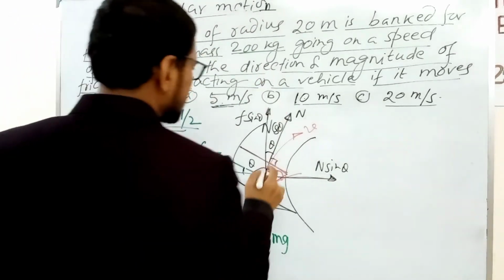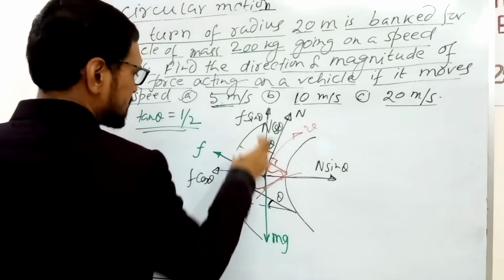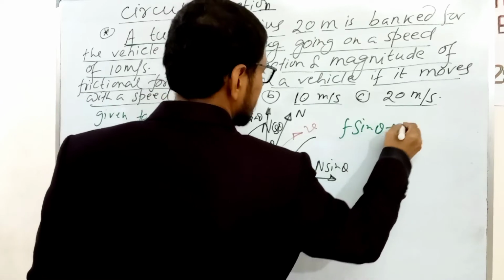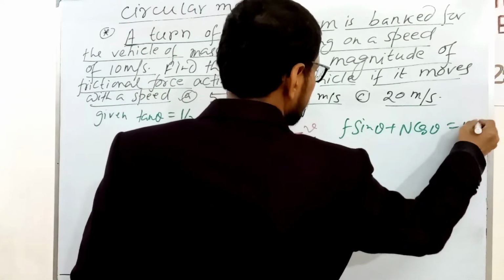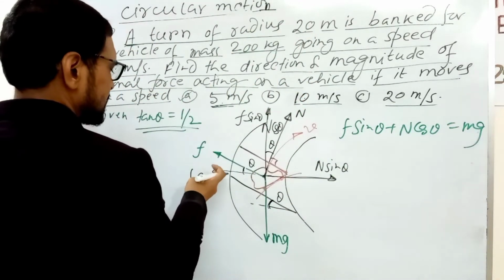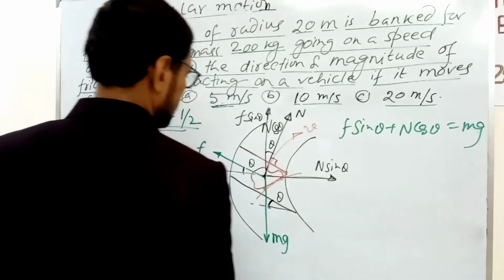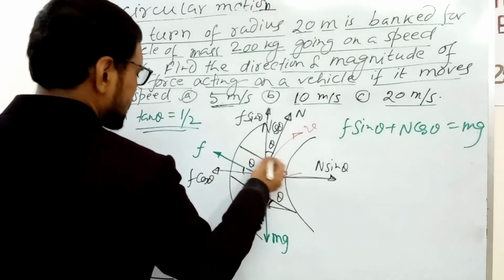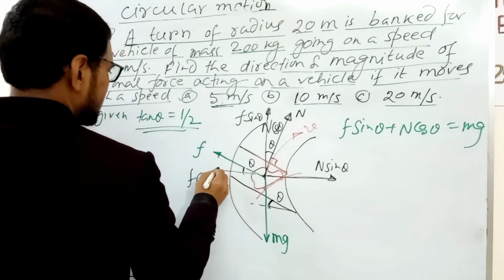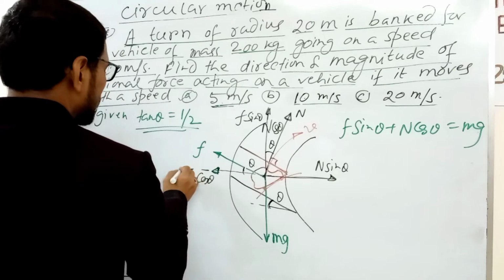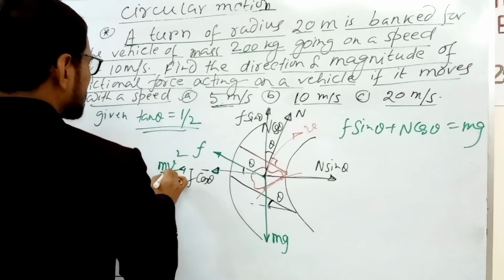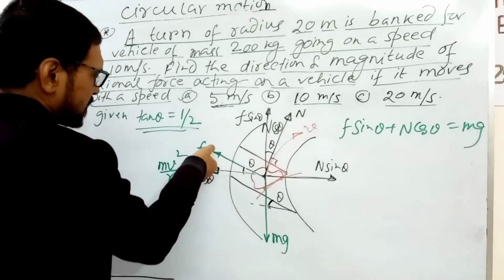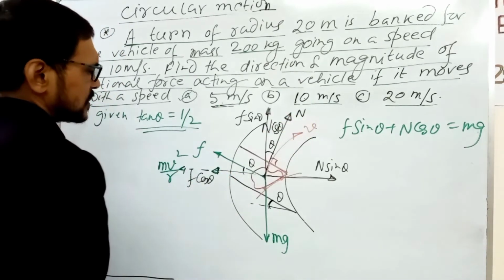Now we balance the equation: f sin theta plus n cos theta balance the weight, and f cos theta. Now a centrifugal force also acts in this direction, mv square by r. So the main forces are the normal, friction, weight, and the centrifugal force acting in this direction.